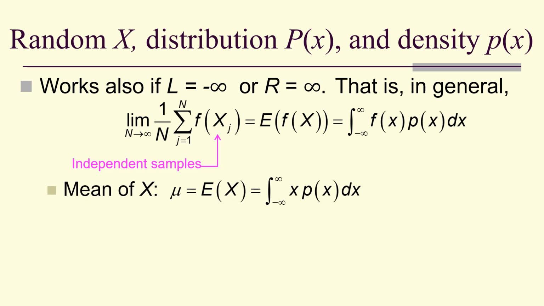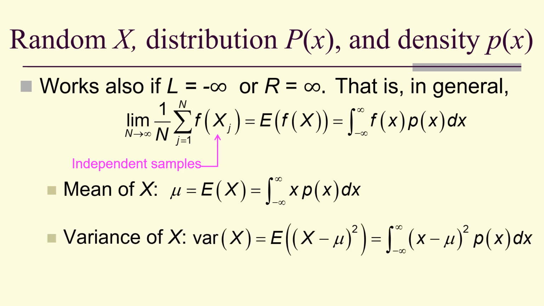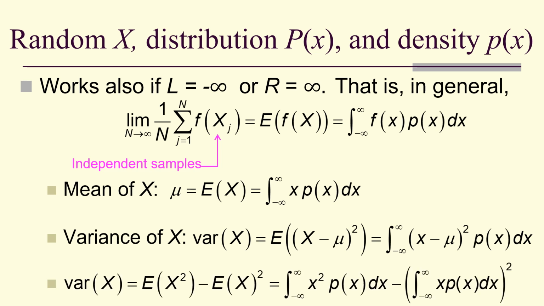But notice now we can define things like the mean of x, which is the expected value of x, which is this integral negative infinity to infinity x p of x dx. And the variance of x, similarly, is going to be an integral x minus mu quantity squared p of x dx. That's the lowercase p. The variance also satisfies this relationship, as we saw with axiomatic probability before with finite sets. So this is amazing, but it's also true.